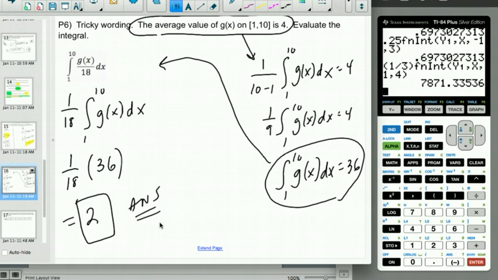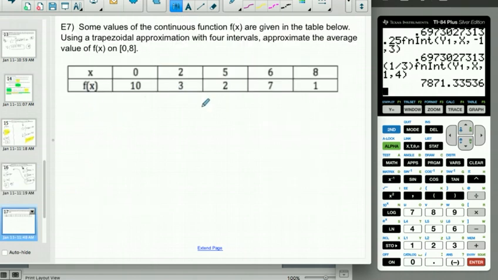So these are tricky questions, but it's using information that you know. When you read this, it might seem really confusing. But if the first thing you say is, hey, wait a second, I know a formula for the average value, what is that formula, how does that give me information here? Well, then it's more doable. All right, let's do two more.